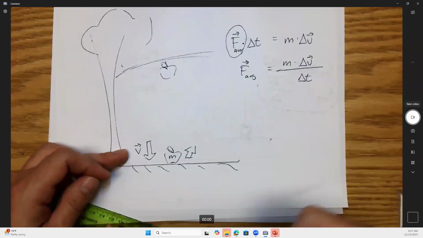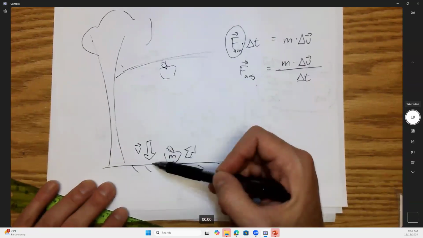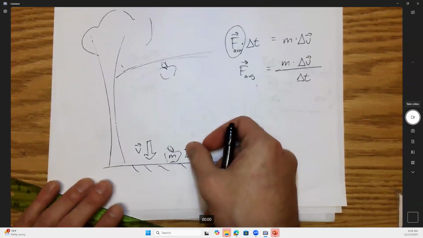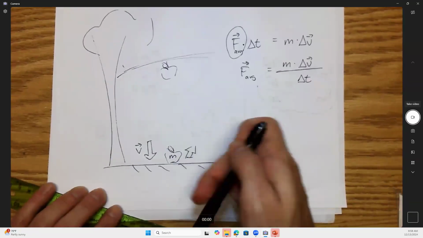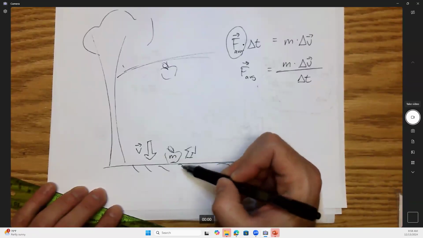Kind of like that bouncy ball bouncing off the bowling ball. So if it comes in with 10 meters per second and then sticks to the ground, that'd be a change in velocity of 10 meters per second. But suppose it rebounds with 5 meters per second. Guys, what's the difference between 10 down and 5 up?